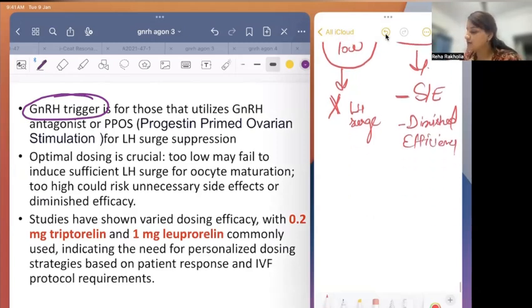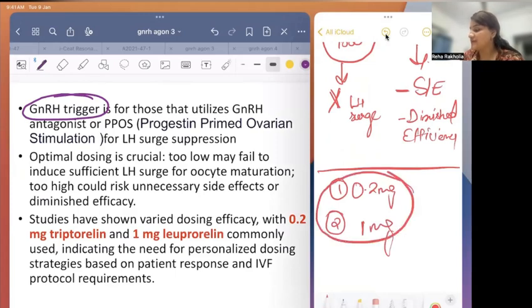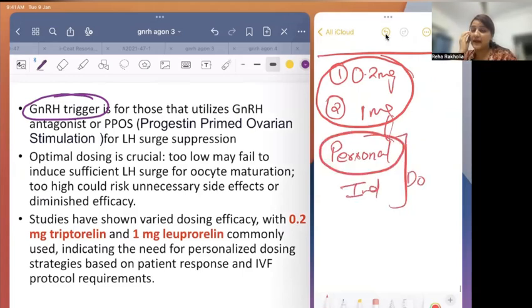In most of the studies, the dose of triptorelin used is 0.2 milligram and leuprorelin is 1 milligram. Though personalized individual dosing is needed. Every patient will have to have the dosing individualized.